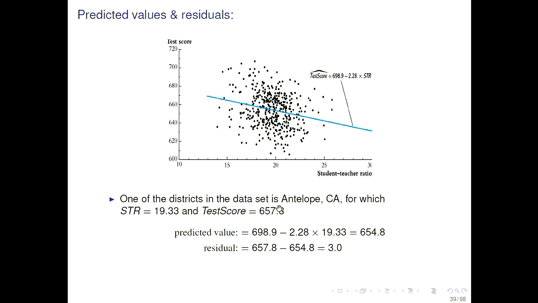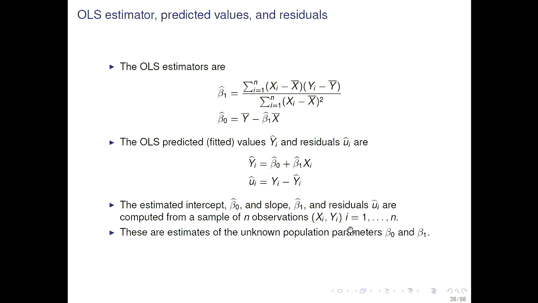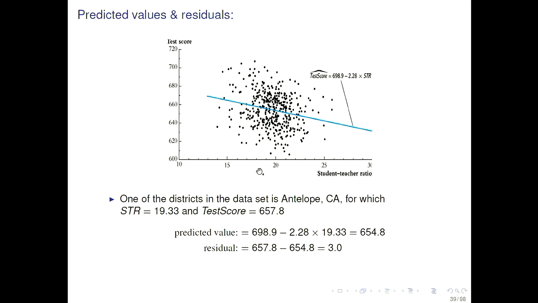In the sample, we have one observation with a student-teacher ratio of 19.33 and a test score of 657.8. When we compute the predicted value for the test score, we use just this formula. Then the predicted value turns out to be 654.8. And this difference is a residual. So the residual turns out to be 3.